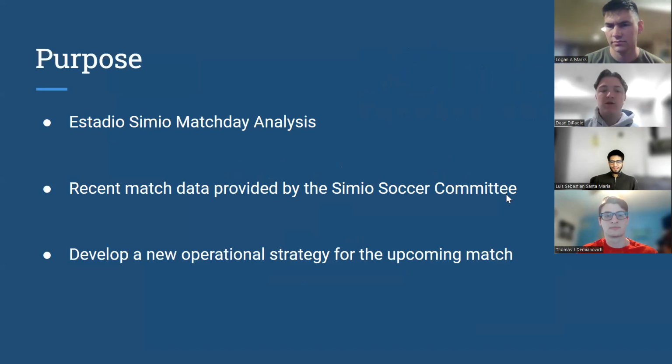The purpose of the Estadio Simio Matchday Analysis is to work alongside the Simio Soccer Committee, using the information and data provided to ultimately develop a new operational strategy for the upcoming match. To achieve this objective, it is best for the given data to be fitted into distributions to be able to model the system accurately.